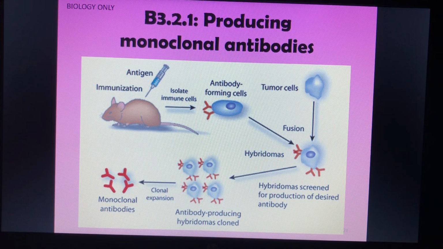And we fuse together that antibody forming cell with the tumour cell, and because it's got features of both, we call it a hybrid. Like a hybrid car or a hybrid bike, it's a hybrid, but we're actually going to call it a hybridoma. So we've made some hybridoma cells, and they are now able to reproduce and produce lots of antibodies. They've cloned from one particular cell, so we call them monoclonal antibodies.